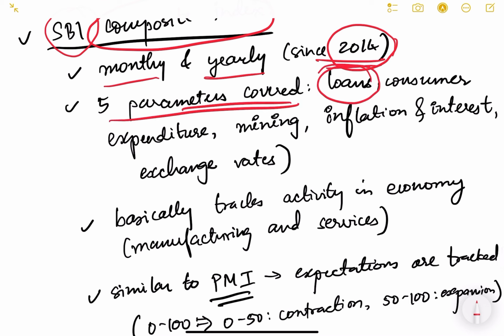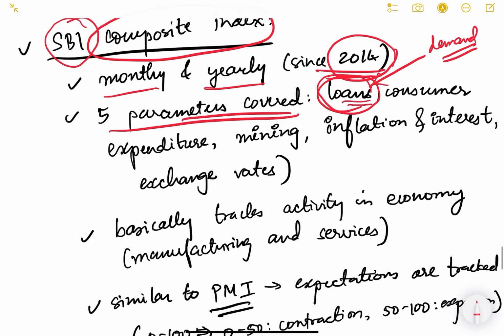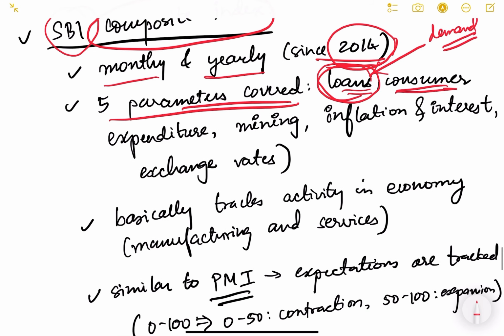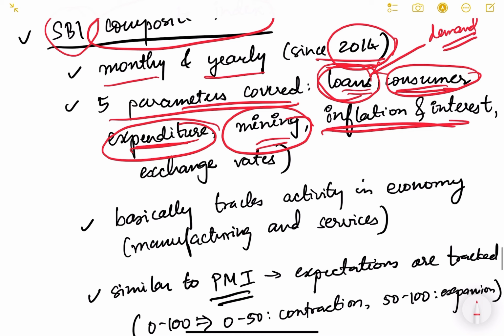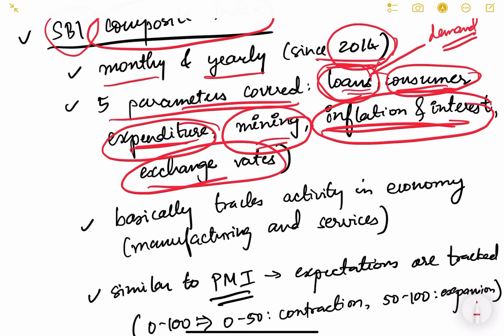The loan portfolio of SBI. What are the different loans given? How much loans are obtained? Because loan will determine the demand in the economy. So how much is the demand in the economy, that will be determined by the loans. Then consumer expenditure, how much consumer expenditure is happening. Then mining activity, inflation and interest, and exchange rate. So these 5 parameters are considered.